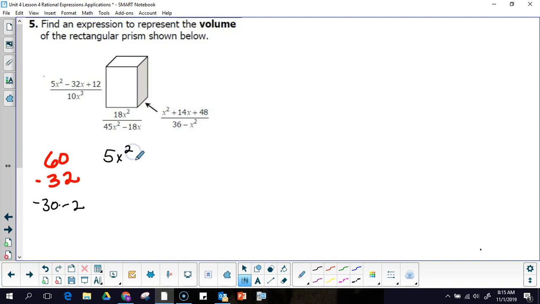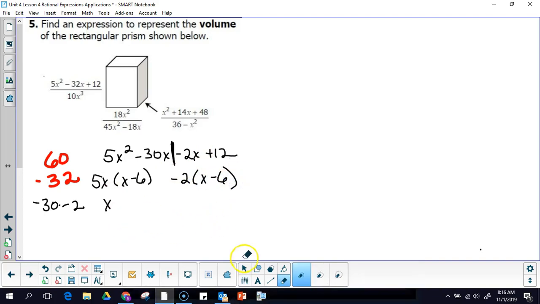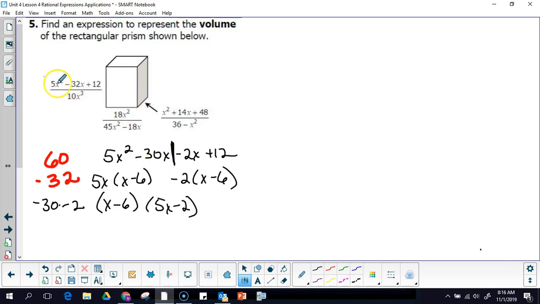5x squared minus 30x minus 2x plus 12. Let's group it. Put that line down the middle. 5x and x minus 6. Okay, so I want to have an x minus 6 over here, so I'm going to take out a negative 2. So then I have x minus 6 in parentheses. Okay. So my factors are x minus 6 and 5x minus 2. So that was that numerator right there. So let's go ahead and factor that, or write our factors.